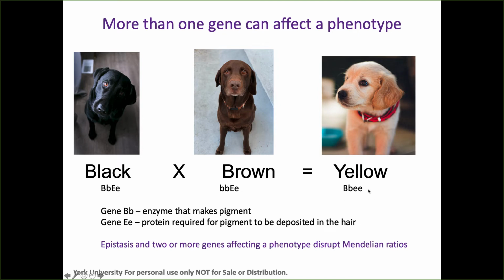This situation where the genotype for one gene can mask the expression of the genotype for another gene is often referred to as epistasis. So you may have run into epistasis in grade 11 or 12. It's also just a good example of a situation where you have more than one gene that actually affects the phenotype.